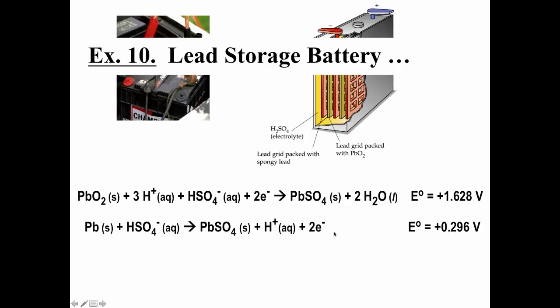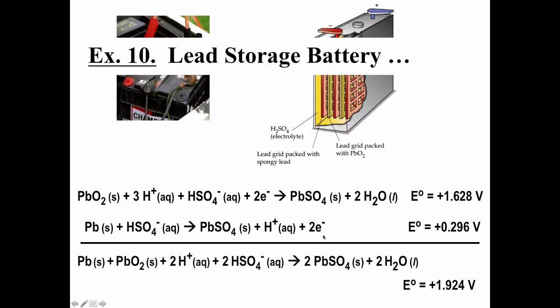Gaining of electrons, losing of electrons, potential for each half reaction. And then, of course, we can add things up. In this case, we don't have to do any multiplying because 2 electrons gained, 2 electrons lost, so it adds up nicely to give us an overall cell potential under standard conditions of almost 2 volts, 1.924 volts, according to the values in your textbook.